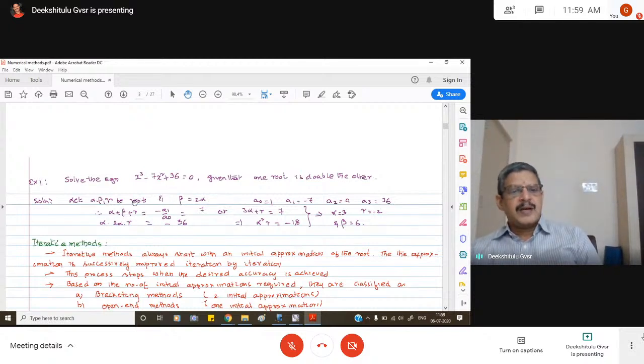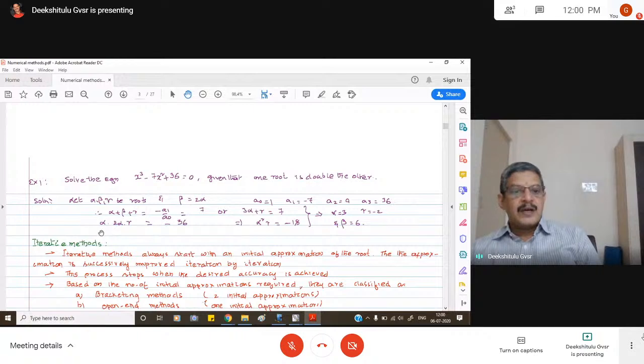So let alpha, beta, gamma be the roots, and beta is equal to 2 alpha because one root is double the other. We know that the sum of the roots is minus a1 by a0. Minus a1 is minus 7, so minus of minus 7, 7 by a0 is 1. So alpha plus beta plus gamma is equal to 7. But beta is 2 alpha. So 2 alpha plus alpha, 3 alpha plus gamma is equal to 7.